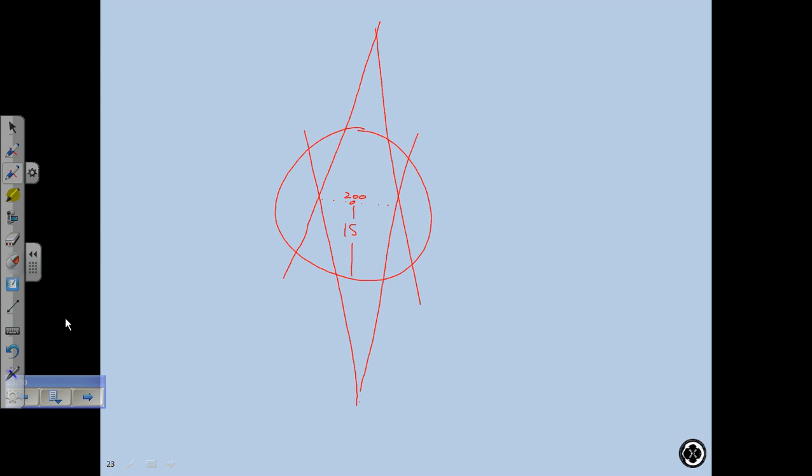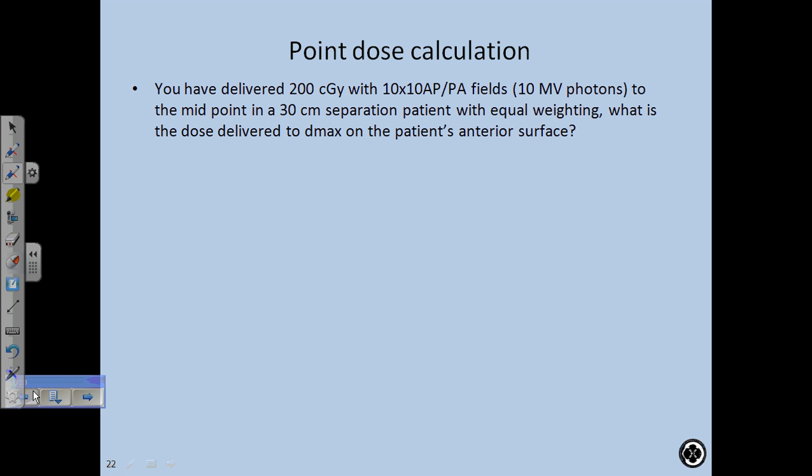Great. But say the patient's got some kind of reaction going on, and the doctor says, I want to know what the dose at Dmax is. This is how you do it. So we want to know what the dose at Dmax is at the anterior surface. Did we get any field sizes? Yeah, 10 by 10.